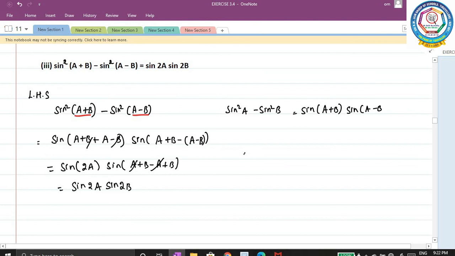So what is the right hand side that is given? Right hand side equal to sin 2A sin 2B. Therefore, left hand side equal to right hand side. Hence proved.